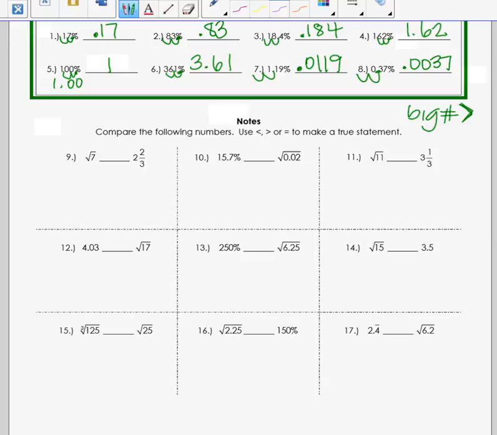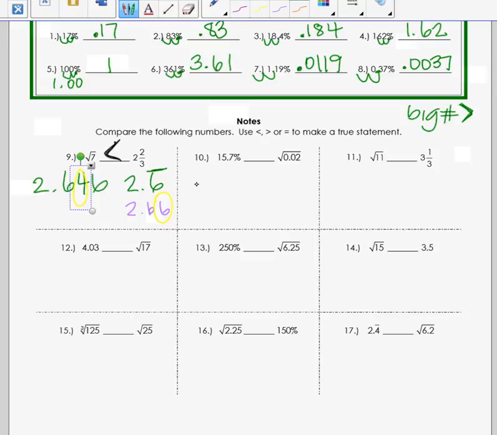The square root of 7 is 2.646, let's say. Okay. Well, 2 2/3, if you convert that in your calculator to a decimal, now you're looking at 2.6 repeating. So which one's bigger? Well, 2.6 repeating is technically 2.66. So if you look at these, this is 2.64, this is 2.66. So everything's the same until we hit the 4 and the 6. And the 6 is bigger, so this is technically your bigger number, so it's going to point that way.